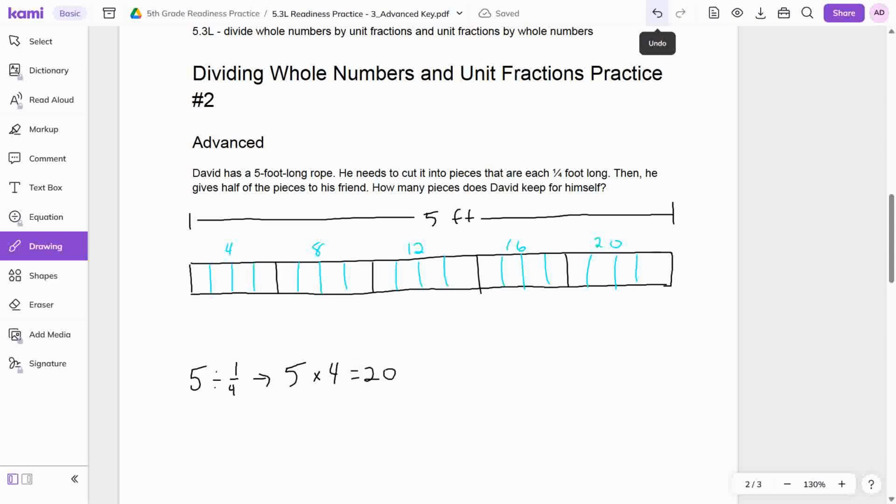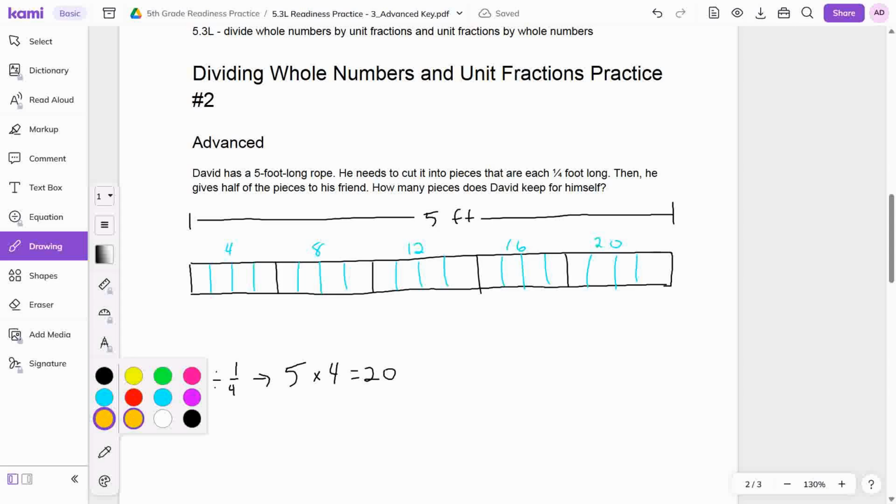Now, he gives half the pieces to his friend. So now I've got to do another step. I've got to take this, what's half of 20? Half of 20 is going to be 10. So I'm going to do like this. So this is for David. And then I've got another 10 right here. This is David's friend.